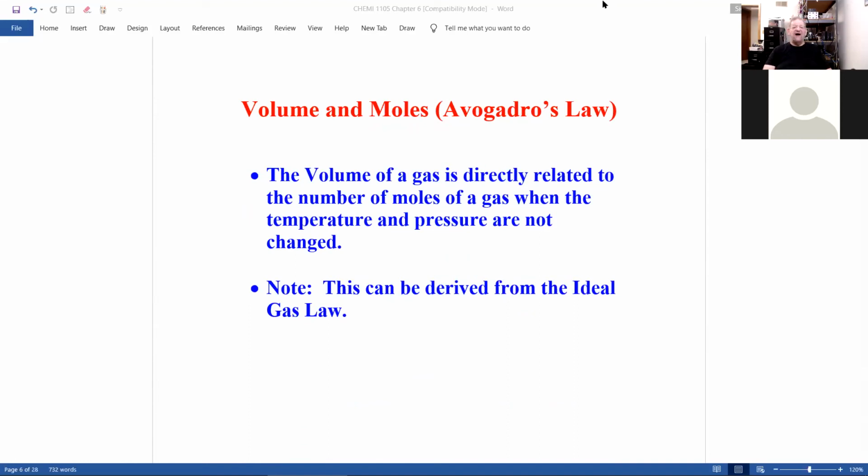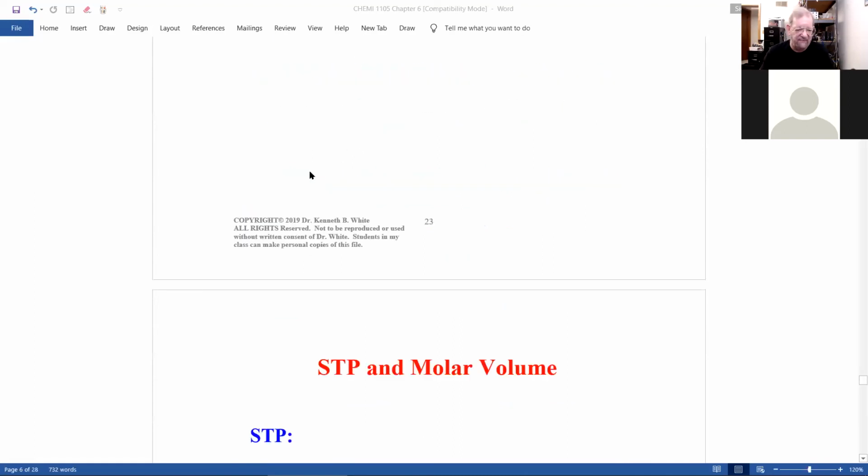Now, volume in moles. This is called Avogadro's law. He helped establish with gases that the volume of a gas is directly related to the number of moles of a gas when the temperature and pressure are not changed. And this can be derived by the ideal gas law.